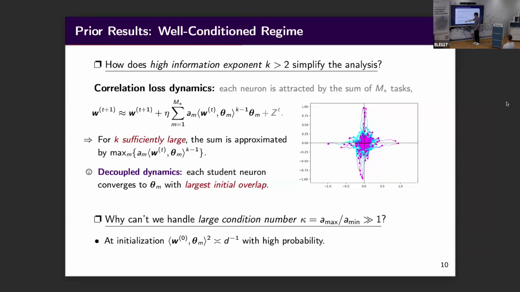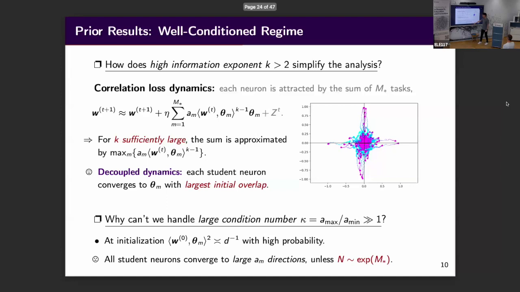That means a_m times this inner product is always going to be larger for the larger a_m, because this inner product concentrates at 1/d. In other words, in order to prevent all the pseudo neurons from converging to the same large second layer target directions, I need to pay exponential width. Think of this as a lottery ticket mechanism.